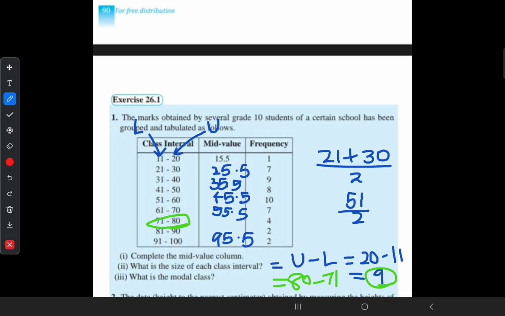Then the final one is to find the modal class. Modal class means the class interval which is holding the highest frequency. That means this is the highest frequency. So its particular group should be this one. So the modal class is 51 to 60. That is our modal class here. That's all for this question.